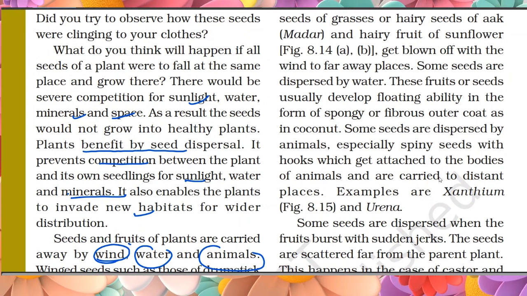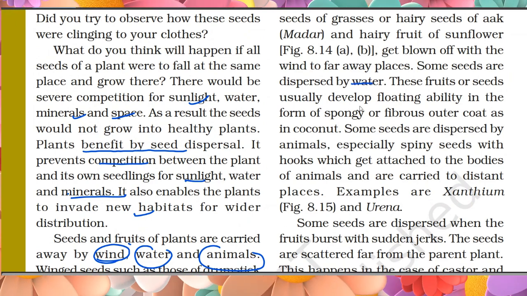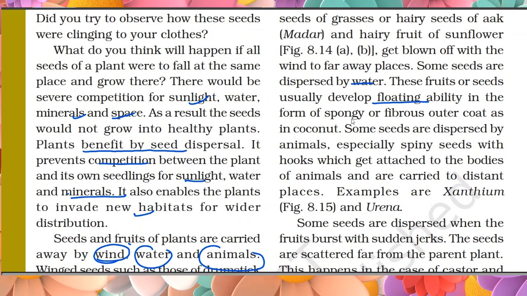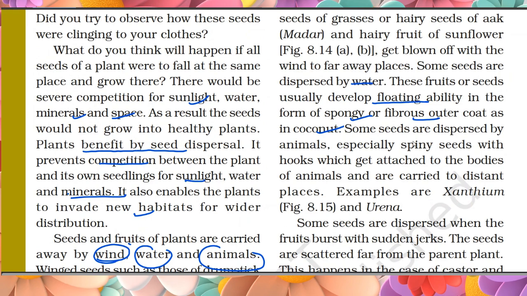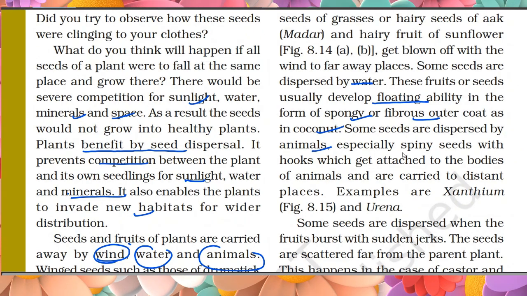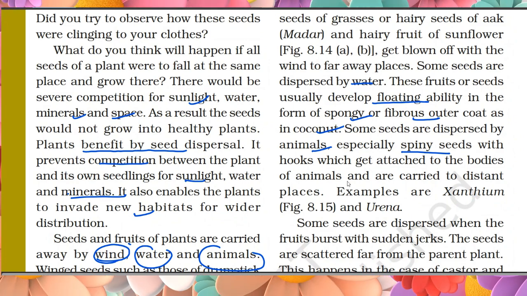Some seeds are dispersed by water also. These fruits or seeds usually develop floating ability in the form of a sponge or fibrous outer coat, as in coconut. Some seeds are dispersed by animals, especially spiny seeds with hooks, which get attached to the bodies of animals and are carried to distant places.